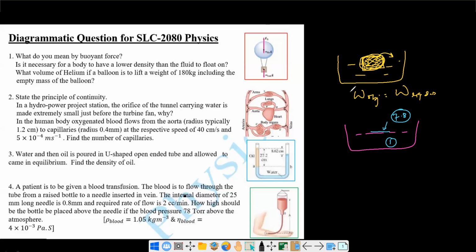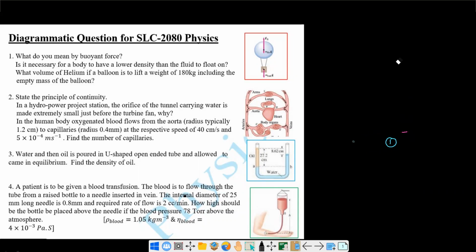So there are two possible ways to float an object in a fluid, even if the density of the object is greater than that of the fluid. Either the object displaces liquid equal to its own weight, or the object takes the help of surface tension to stay on the surface. So it is not necessary that they should have a lower density to float.